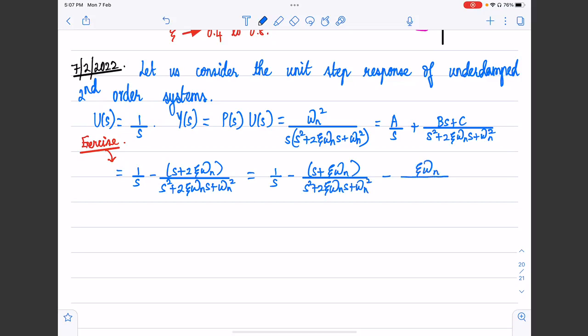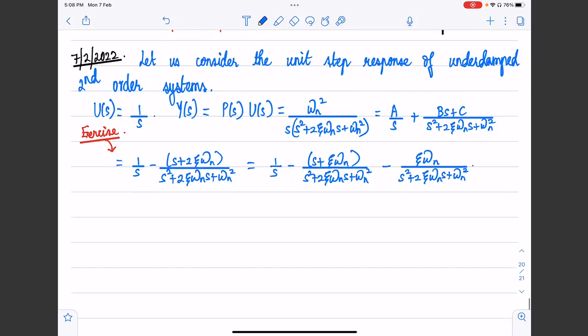So the first term will be (s plus zeta omega n) divided by (s squared plus 2 zeta omega n s plus omega n squared). Then the second term will become minus zeta omega n divided by (s squared plus 2 zeta omega n s plus omega n squared). So I'm just rewriting that same expression as two separate expressions. So this is what we do.